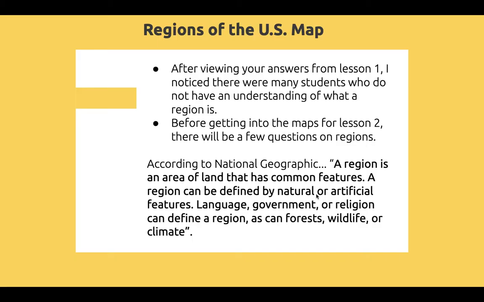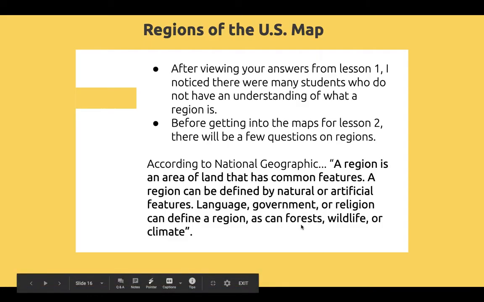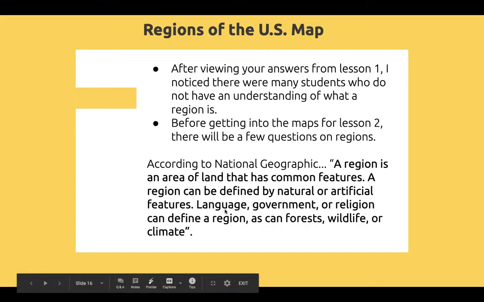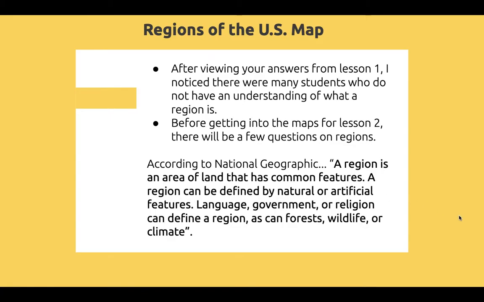So when you look at natural features, we're talking about like the climate, like they mentioned, the forests down below, some particular wildlife, different types of animals that might live in different climates or are going to impact how a region is determined. Language and government, these are artificial features. So these are ones that are not created in nature, they're created by human beings.